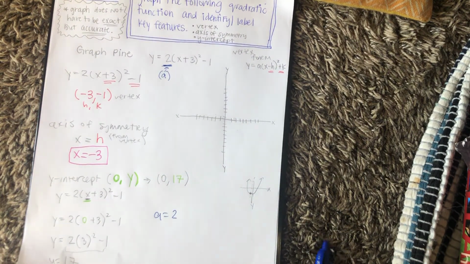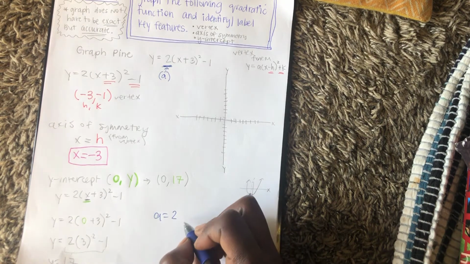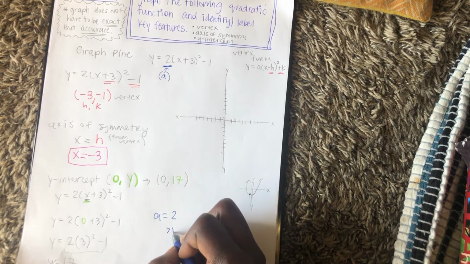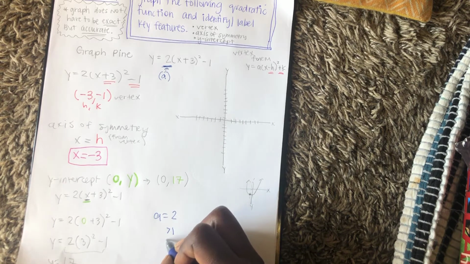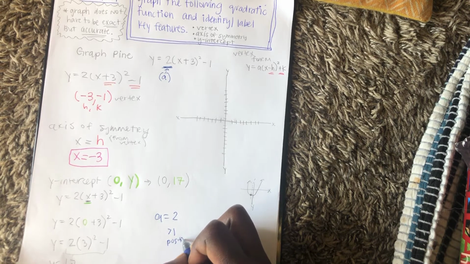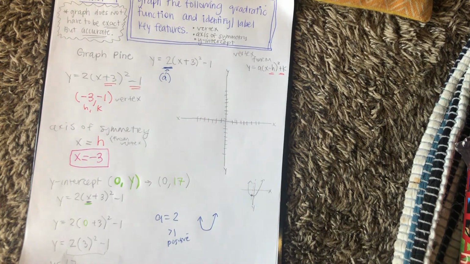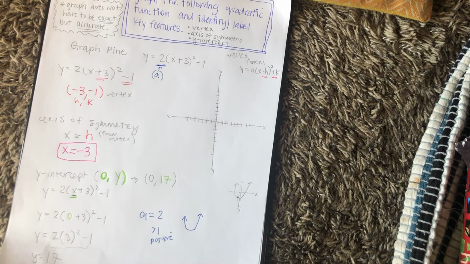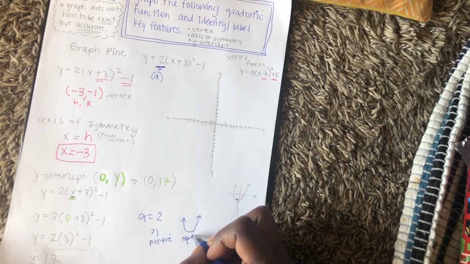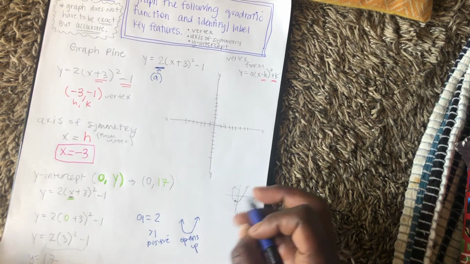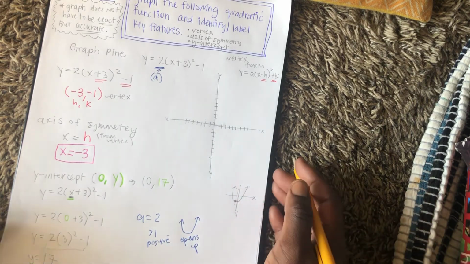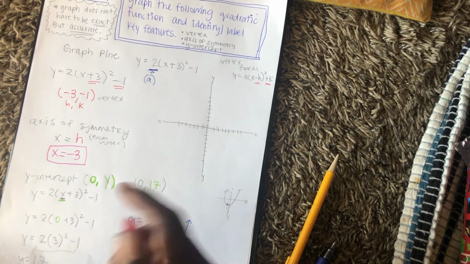Okay, now if we go back to our notes, you should have them next to you. A equals 2. Okay, our A value is greater than 1, and it's also positive. So we know that because it's greater than 1 and that it's positive, it is going to open up. And it might just be a little bit narrow, but it's going to open up. Opens up. That's very important for us because when we plot these points, we want to make sure that we connect the correct points the correct direction.